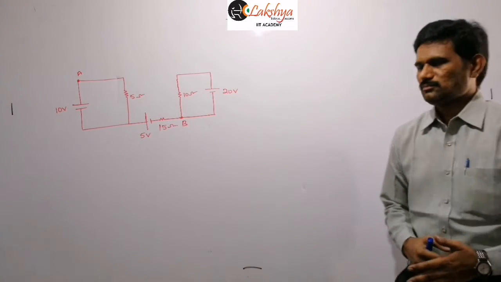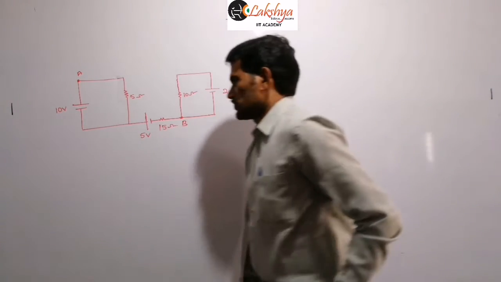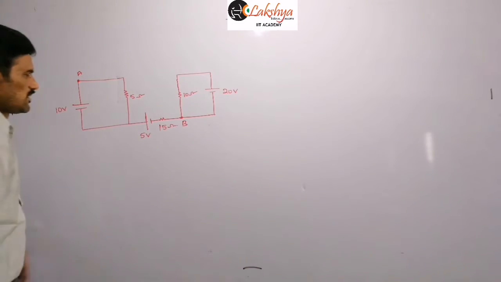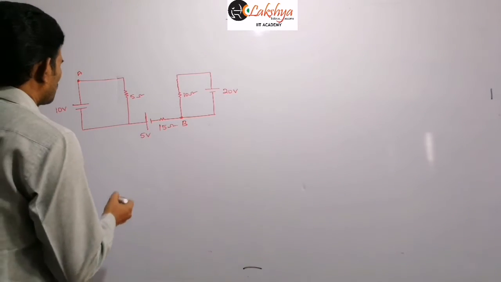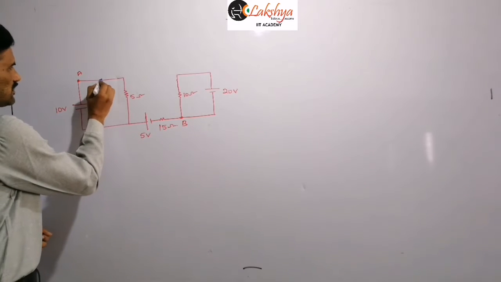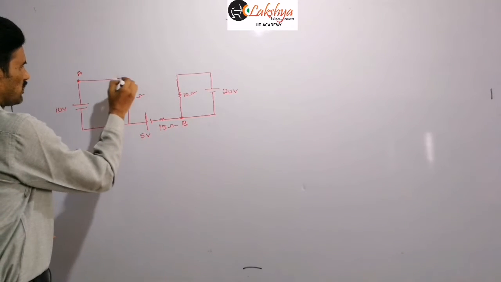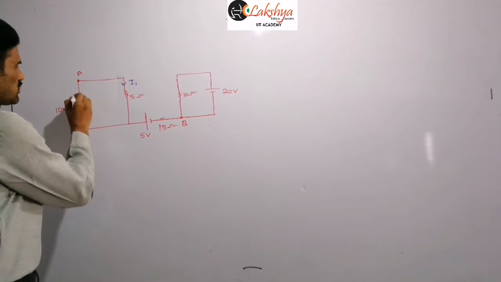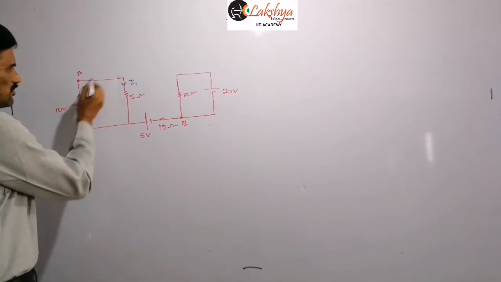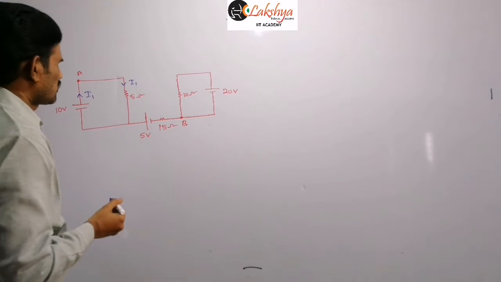Right? So let us first take the current distribution and find the values here. Suppose from this cell I am taking this current I1 is flowing here. So this I1 is flowing like this, right? That means from the positive terminal of the battery, the current I1 is coming out here.